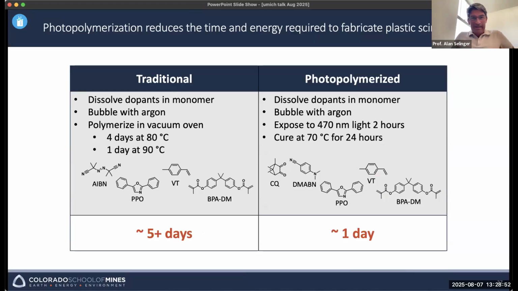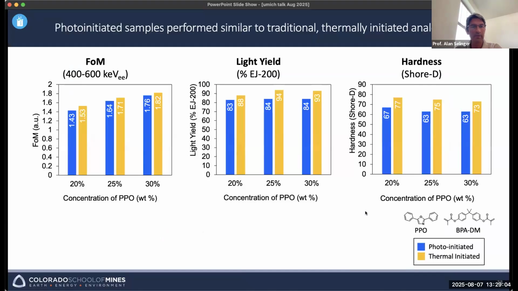This took us a couple years to get to work, but we got it to work such that we've now reduced the time from 5 days to 1 day. So how do these scintillators work?